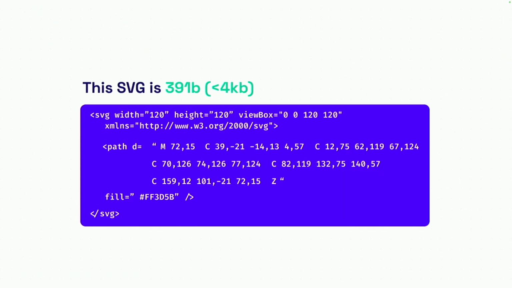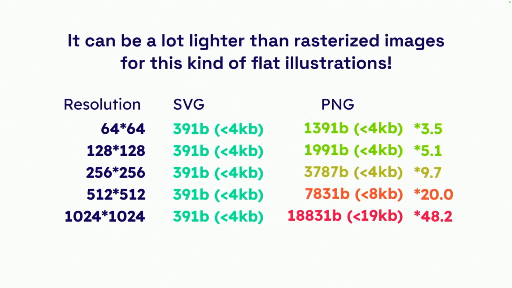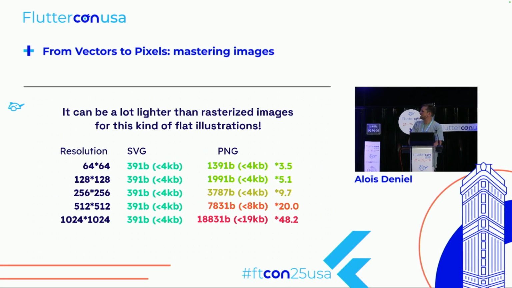And SVG is quite lightweight. For example, this file is really lightweight, and if you would render it as a PNG, it would be a lot more, because it's only composed of characters. As an example, here you can see the difference between a small image and a big image. You can see that you have a factor of 48 for the biggest one. So it makes a huge difference in the end for your asset bundle. So it's also something to have in mind when you include your assets into your package.